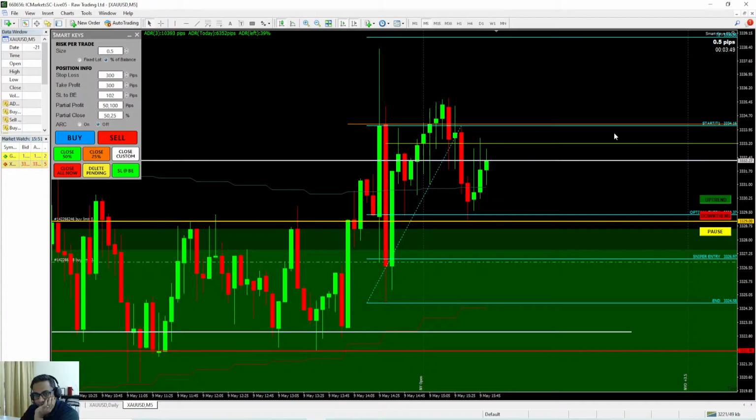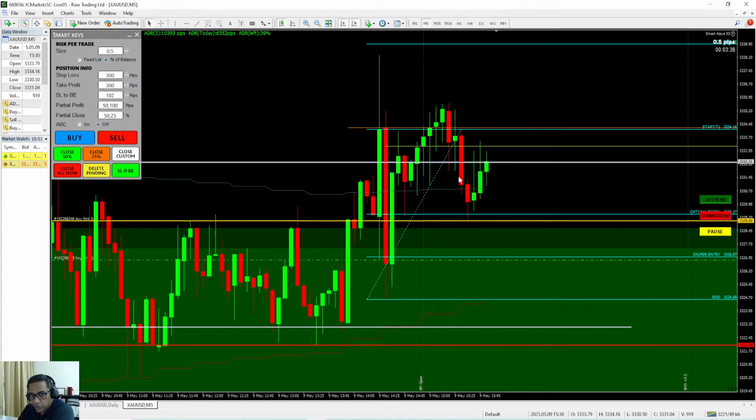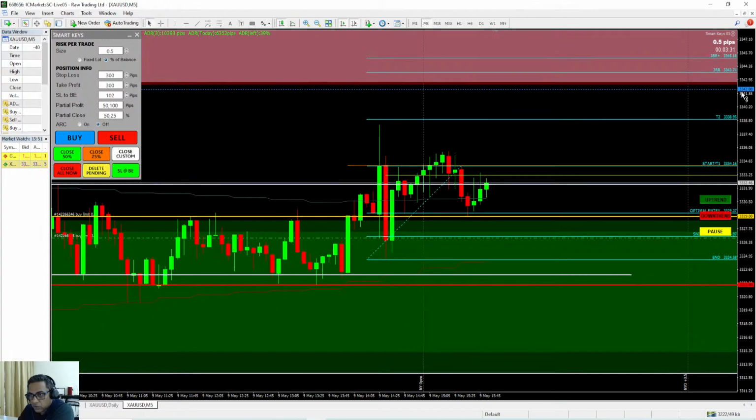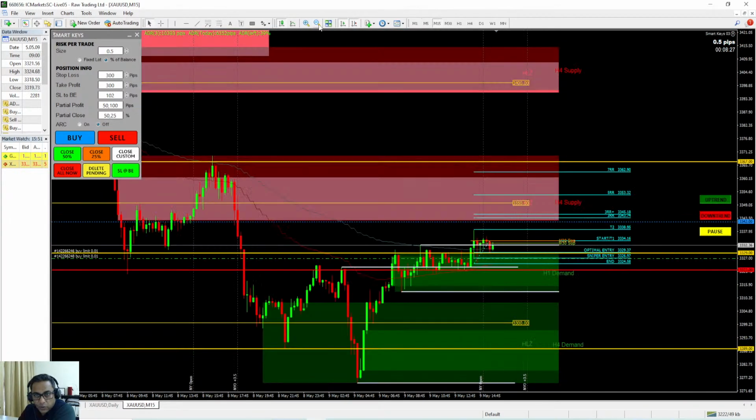Still no volume. Very similar to yesterday. But I've taken a trade anticipating price to push up first to around 3336 and then continue to 3342. Why 3336? Because that's where lower time frame resistance is at.